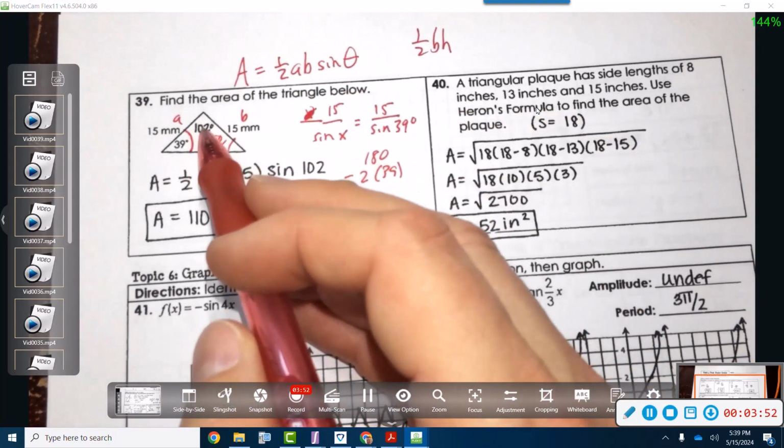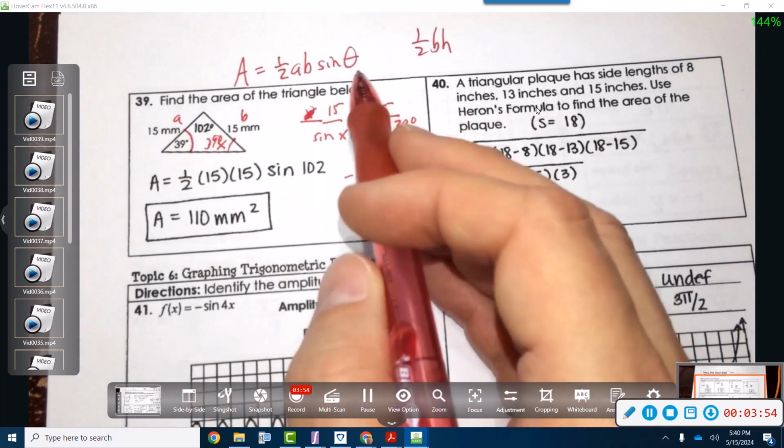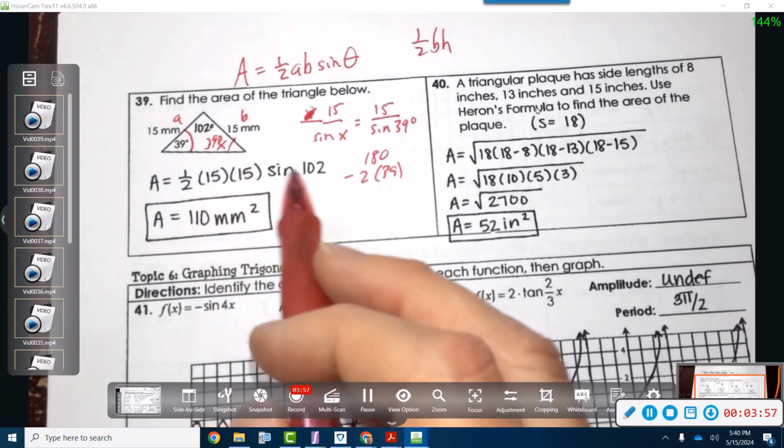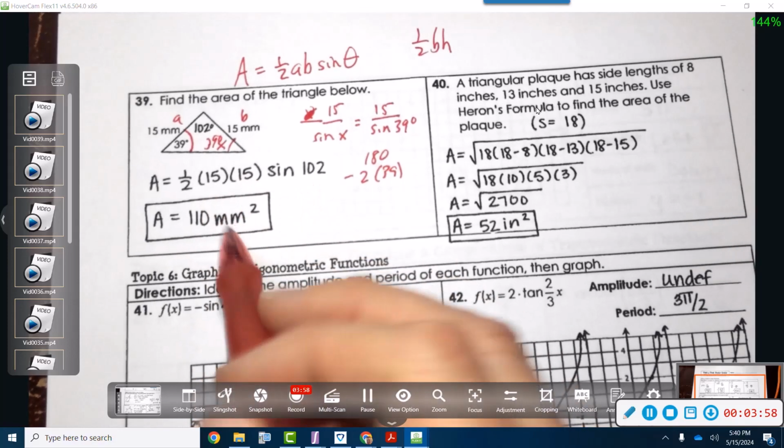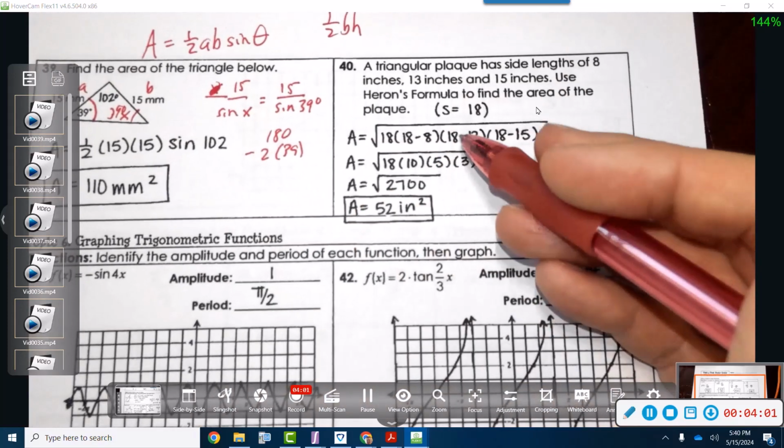Now from there, it's easy. Then you've got the angle in between the two sides. You just use this formula: half times A times B times the sine of 102. There you go.